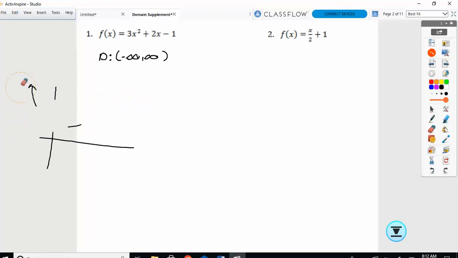All right, number 2. It has a fraction. What's my rule with fractions? Cannot be zero. What can't be 0? Denominator. The denominator. So the bottom, which is 2, can't be 0. Does 2 ever equal 0? No. So what does that make my domain?